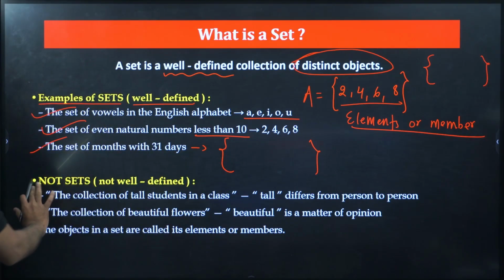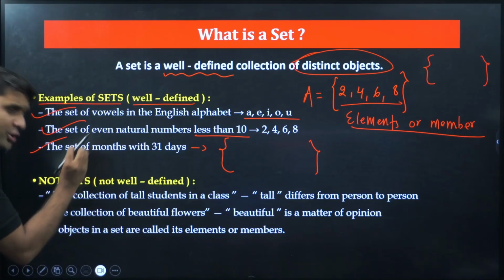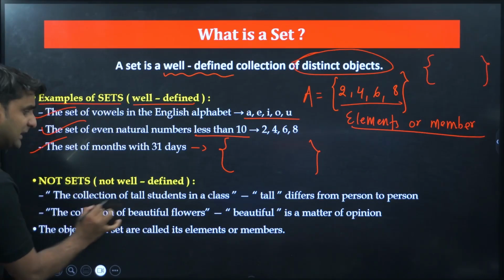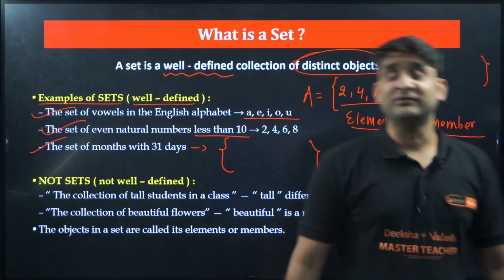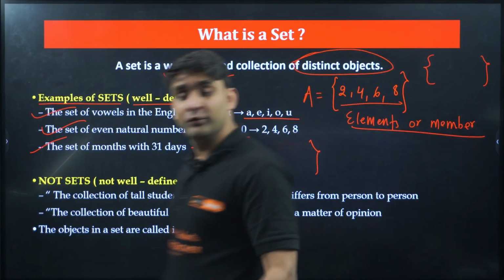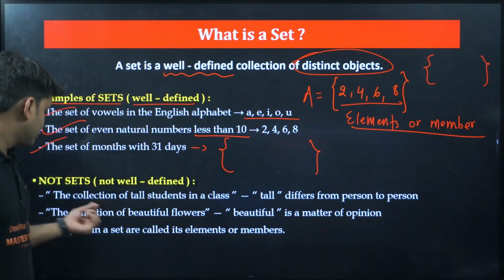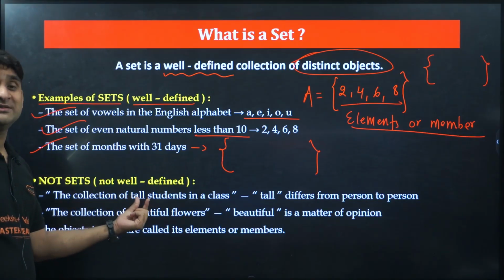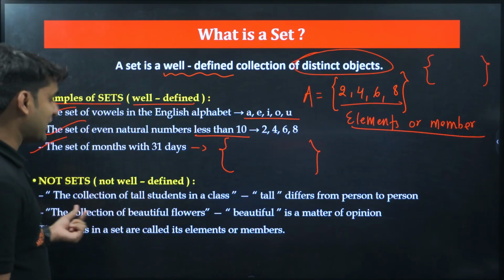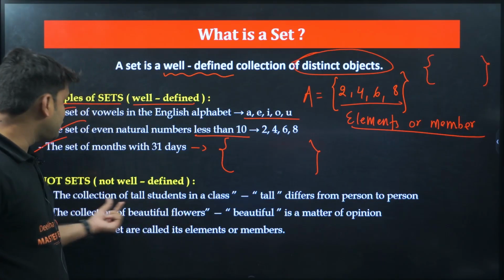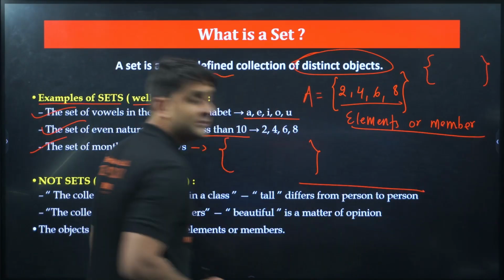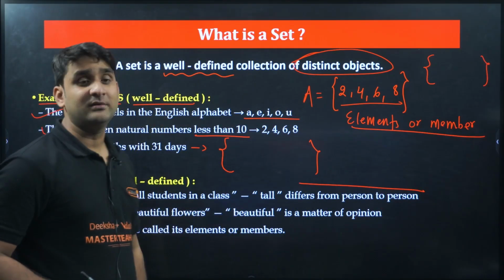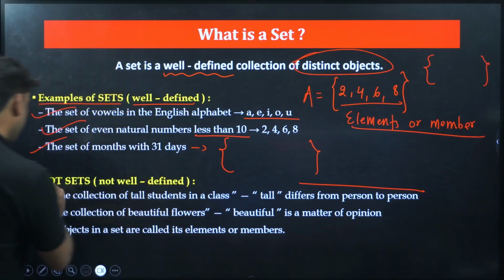Okay, now which are not sets? Listen, the collection of tall students in a class: we can't decide who is tall perfectly, right? The collection of tallness is again an adjective. Tall differs from person to person, so we can't write the set for this. This is not defined.